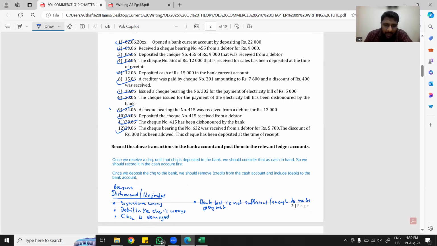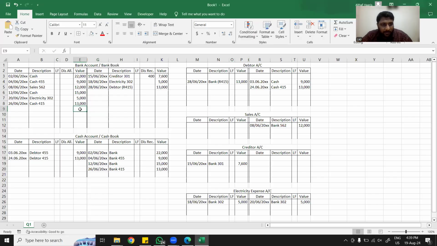29/6, the check bearing 632 was received from a debtor, 5,700. The discount received, the discount of 300 allowed. The check has been deposited at the same time. So if it is deposited at the same time, write it to the bank account, because you deposited at the same time. Discount is 300.